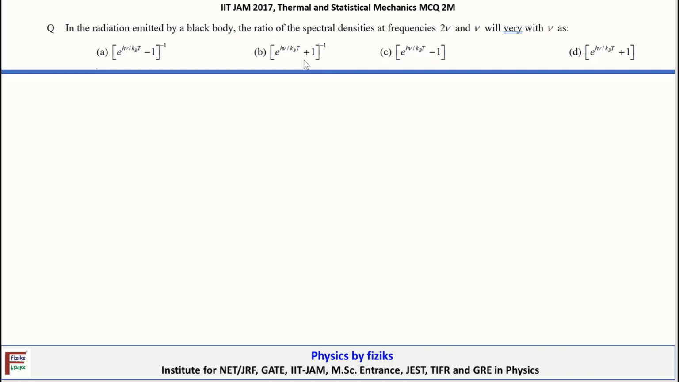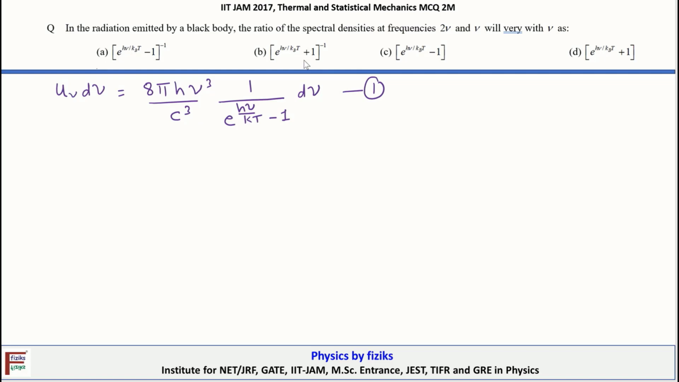So the spectral density in the frequency range from nu to nu plus d nu is given by the expression u nu d nu, that is equal to 8 pi h nu cube upon c cube, multiplied by 1 upon exponential h nu by kt, where k is the Boltzmann constant, minus 1, and then d nu.